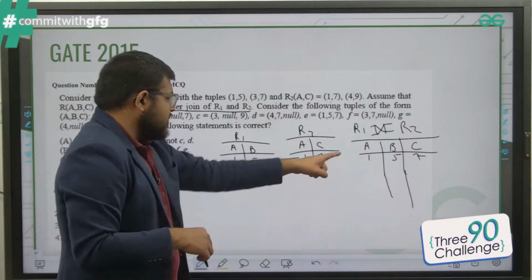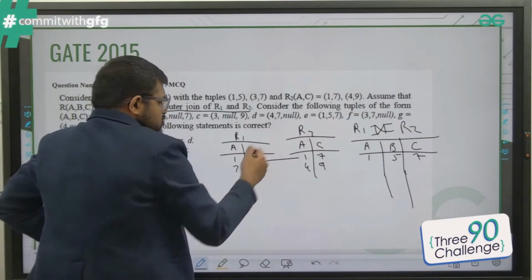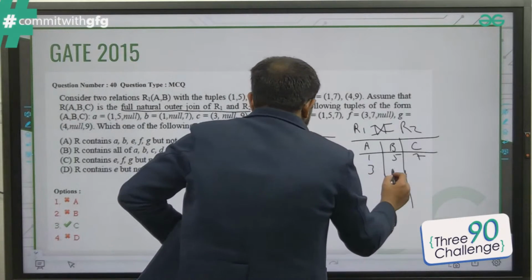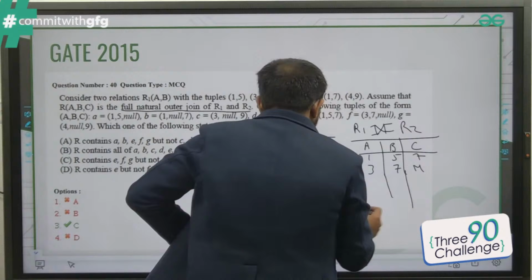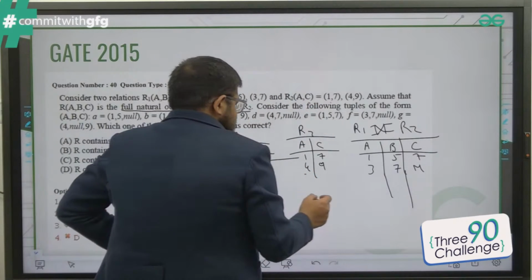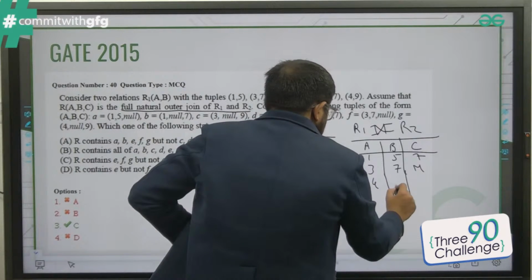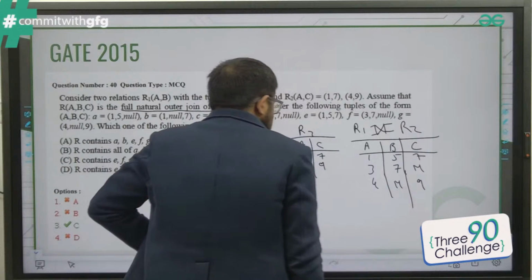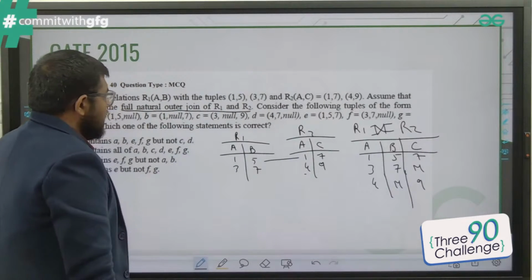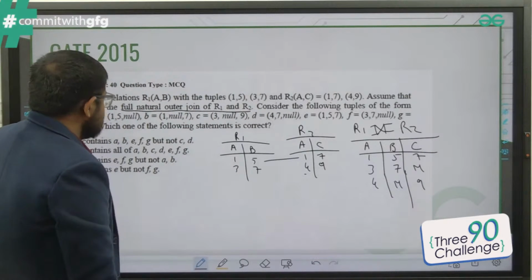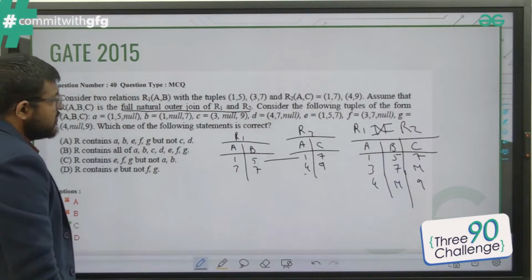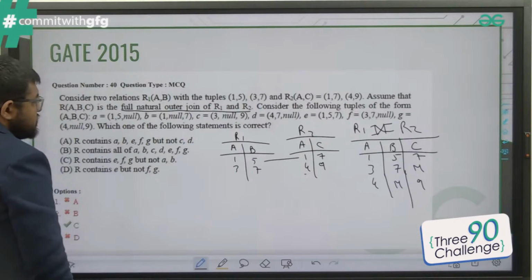Okay, because 1 has matched. Now for 3 there is no matching, so you take 3 7 and null, and for 4 also there is no matching, so you take 4 null 9. Okay, and what does it say? Consider the following tuples of the form. Which of the following statements is correct?